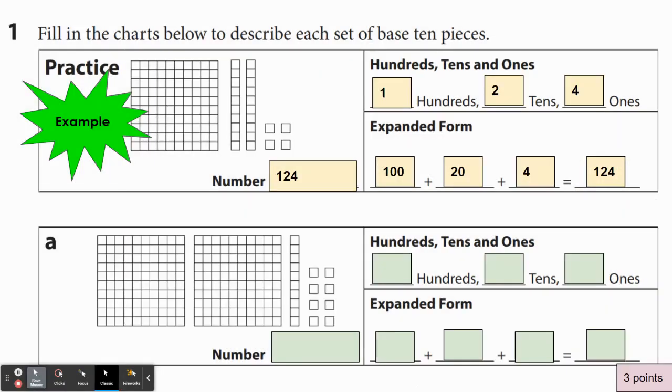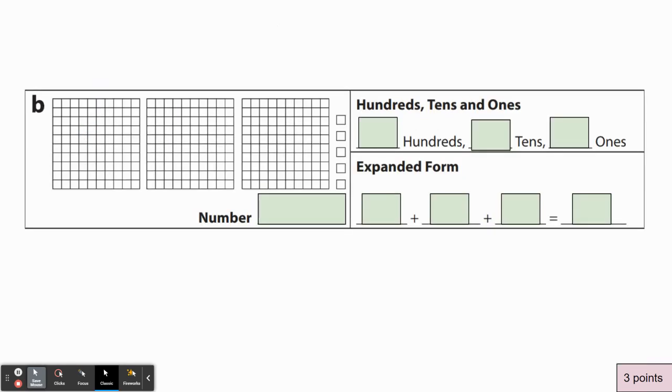So you are going to look at letter A, tell me the number you see, how many hundreds, tens, and ones there are, and write the expanded form of the number. Each of the green boxes is a space for an answer. You are going to do the same for letter B.